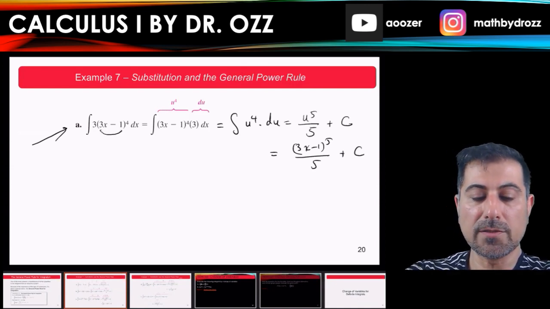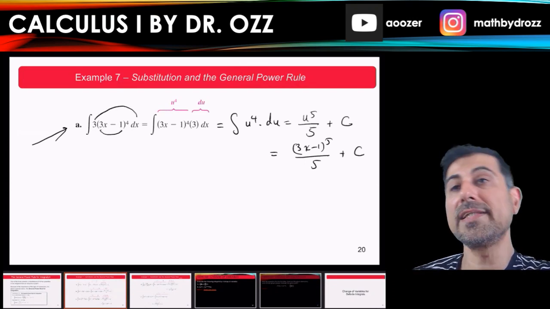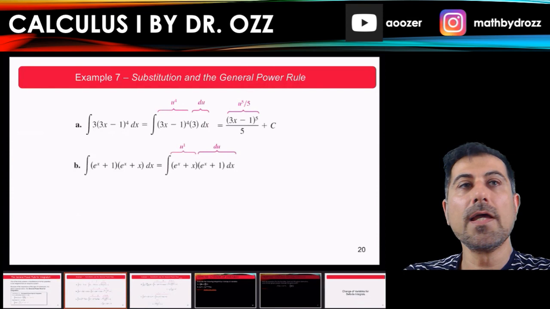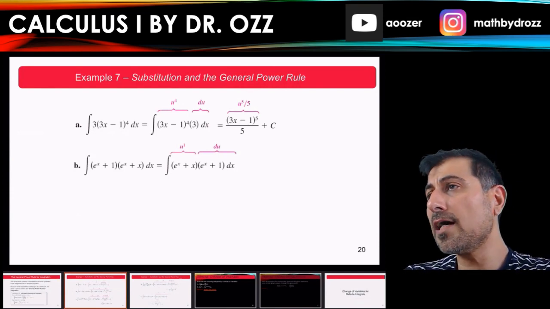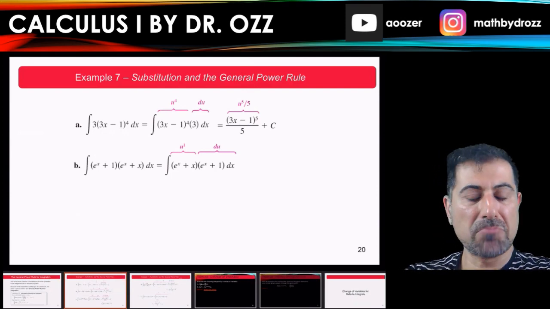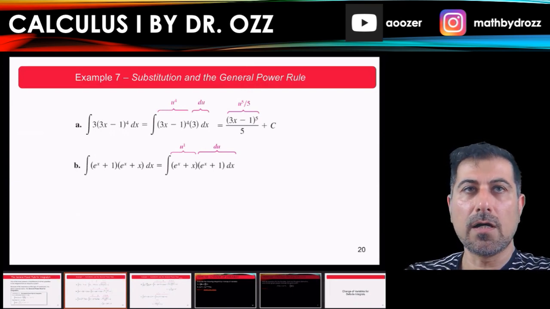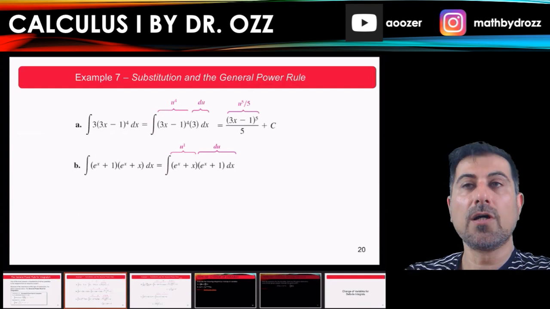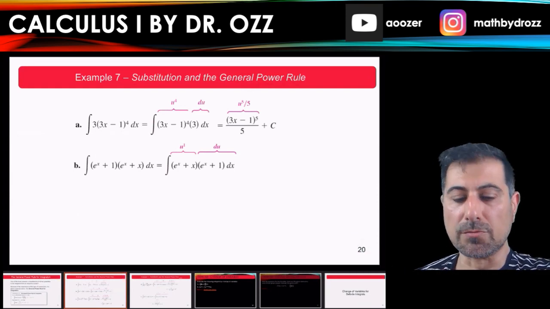Inner part raised to the power of some number, and you have the derivative of the inner part coming along with that. All right. And the next example is e to the x plus 1 multiplying e to the x plus x dx. So it's a complicated expression. So can we have a function raised to a power of some number, multiplying its derivative?